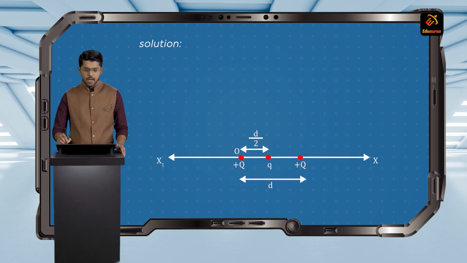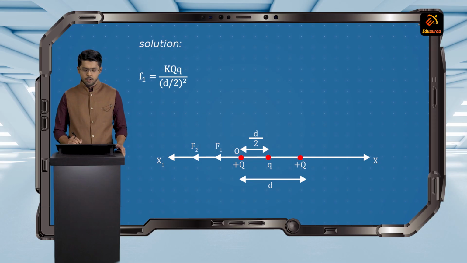So essentially, let's try to write the net force on this charge capital Q at origin by the charges small q placed at d by 2 and plus q placed at d. Let's call them F1 and F2. So in this case, F1 will be equal to K capital Q into Q divided by d by 2 whole squared, and F2 will be equal to K capital Q square upon d square. Now, in this case, we have not yet assumed any sign for small q. Let us, for simplification, keep it positive.